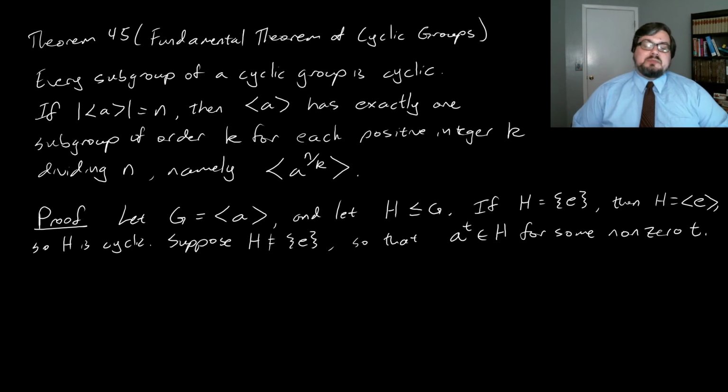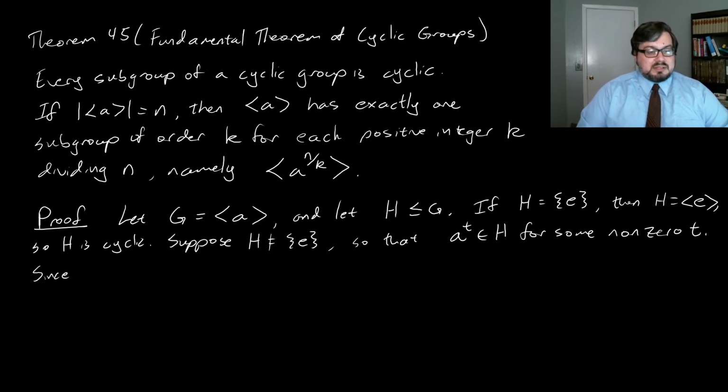Now, the reason I know this is because if H is not just the identity element, that means that it includes some element of G that's not the identity. But every element of G can be written as a power of A. That's the whole point behind G being a cyclic group. It means that every element of G can be written as a power of A. So if H is not the identity, then A to the T belongs to H for some non-zero integer T.